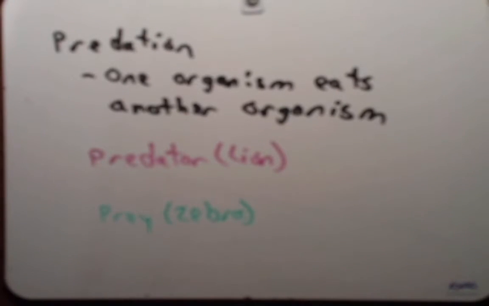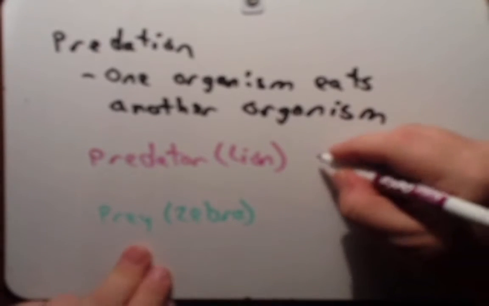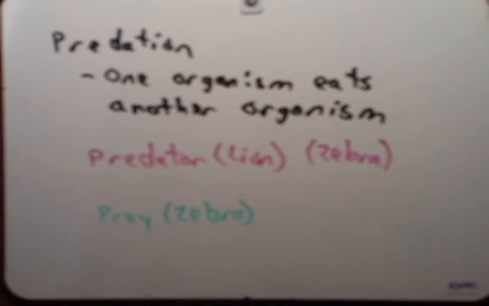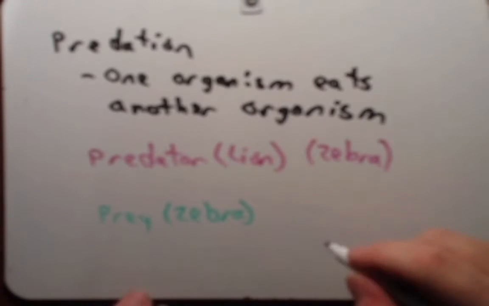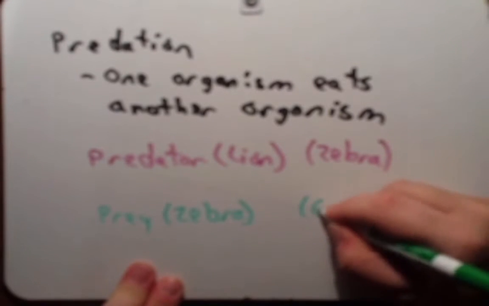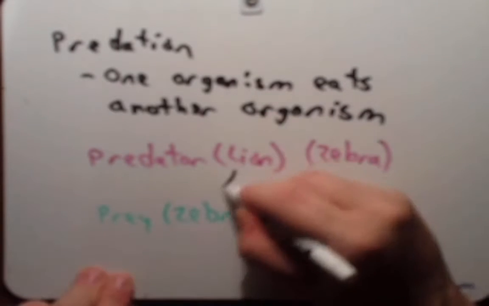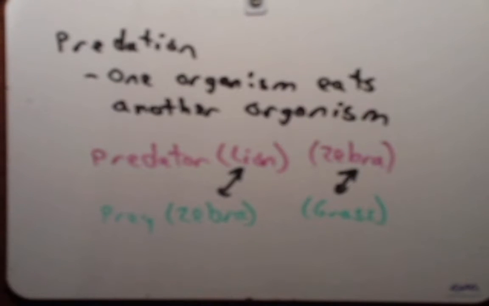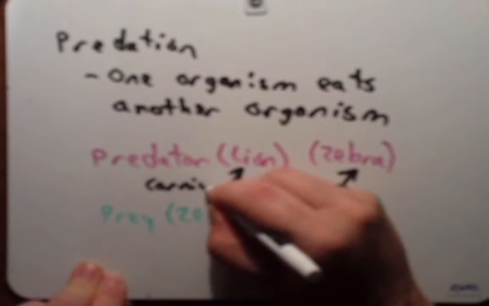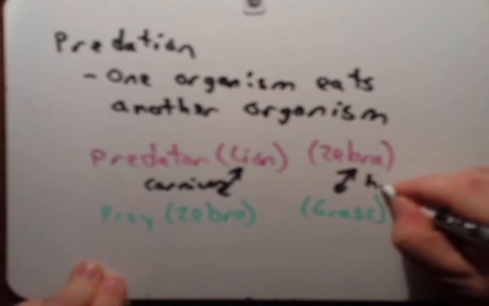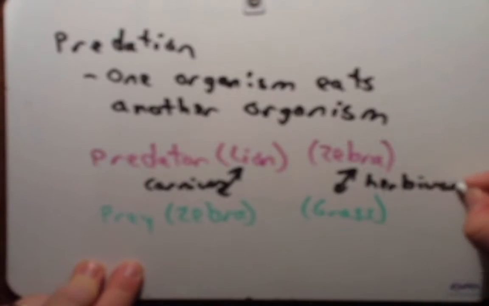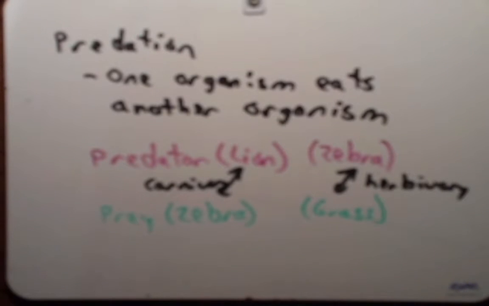Often we think of these kinds of relationships, but also we could think of a predator as a zebra. Zebras don't eat meat, but they eat the grass. And so you could think in this kind of relationship that the grass would be the prey. And we would classify this first one as carnivory, and over here we would classify this as herbivory, where the predator eats some kind of plant.